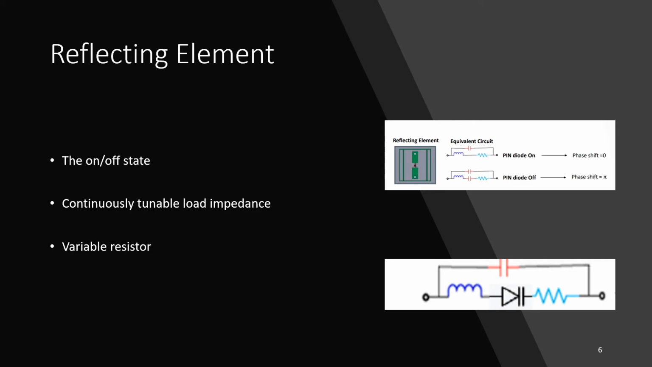All the reflecting elements are connected to a tunable chip controller to control the load impedance. The on state will give phase shift equal to 0, and the off state will give phase shift equal to pi. We can use a varactor, which is a voltage-controlled capacitor. This will allow us to go from 0 to 2 pi phase shift, like the second circuit. And the variable resistor will allow us to change the amplitude of the signal. So the IRS controller will allow us to change both the amplitude and the phase of each reflecting element.